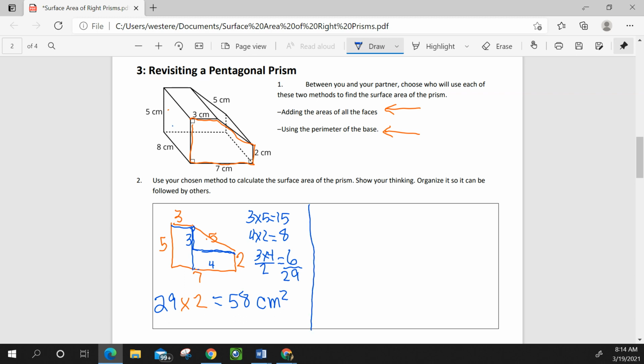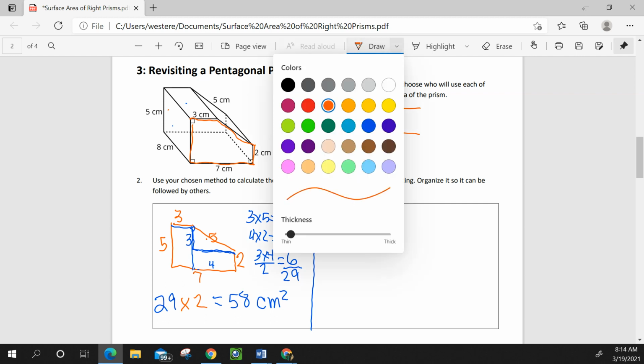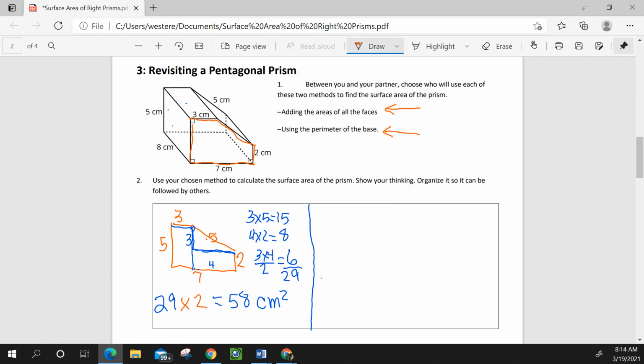Now, I want to look at these rectangular sides. And the best way for me to visualize it is I'm actually going to draw it out. So I'm going to stretch out and unfold those rectangular faces and see how long they are. So I'm going to start with this side right here, which is 5. It's not labeled there. So 5. The top across here is going to be 3.